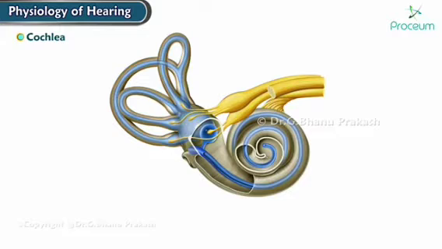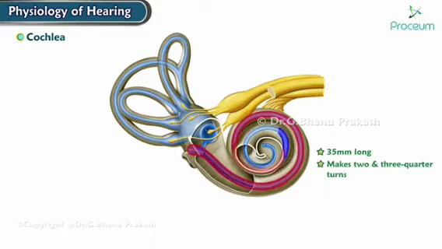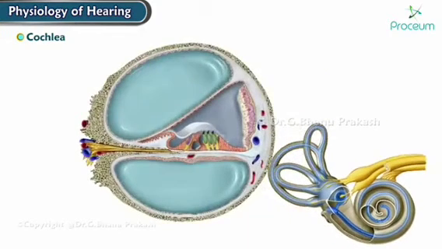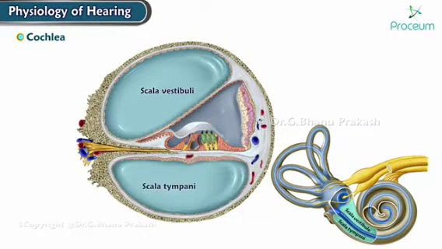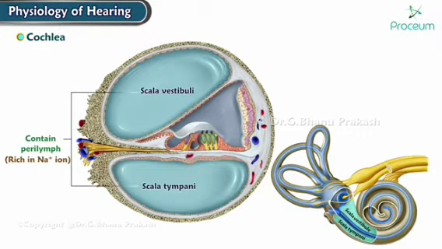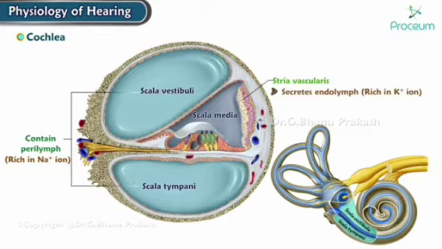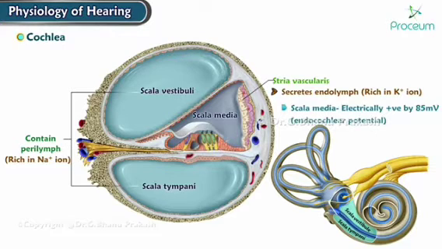Cochlea physiology. The cochlea is 35 millimeters long and makes 2 3/4 turns. The upper scala vestibuli and the lower scala tympani contain perilymph, which is rich in sodium ion. The scala media is the middle cochlear chamber, which has stria vascularis that secretes endolymph, which is rich in potassium ion. Scala media is electrically positive by 85 millivolts, the endocochlear potential, relative to the scala vestibuli and scala tympani.